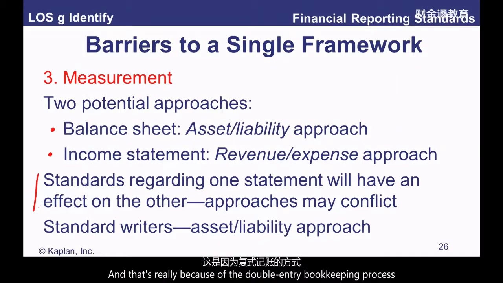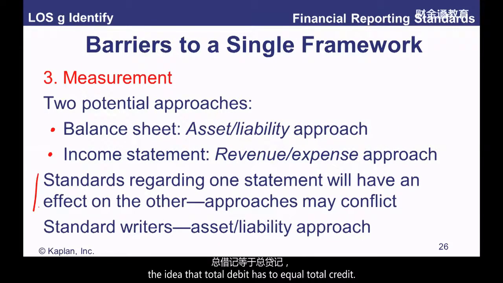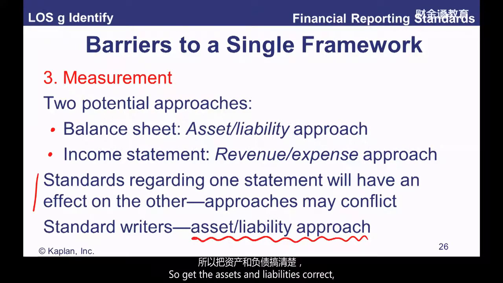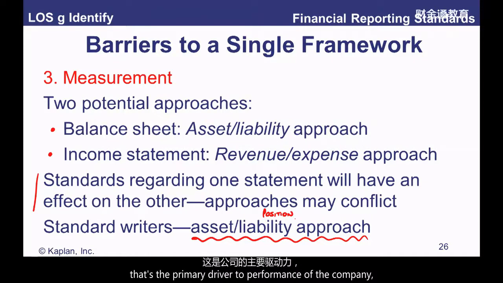Okay, and that's really because of the double entry bookkeeping process, the idea that the total of debits has to equal the total of credits. So either you focus on the balance sheet, get that correct, in which case your income statement is an afterthought, or you focus on the income statement, get that correct, in which case your balance sheet is a bit of an afterthought. Notice both US GAAP and IFRS tend to focus on the balance sheet. So get the assets and liabilities correct, in other words, the financial position of the company. That's the primary driver. The performance of the company, i.e. the income statement, is really secondary to this.